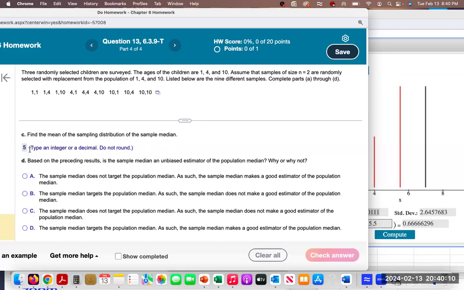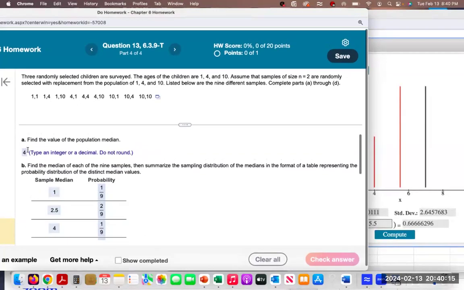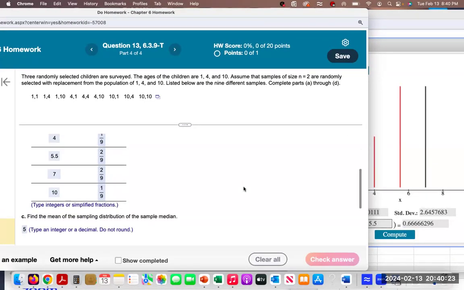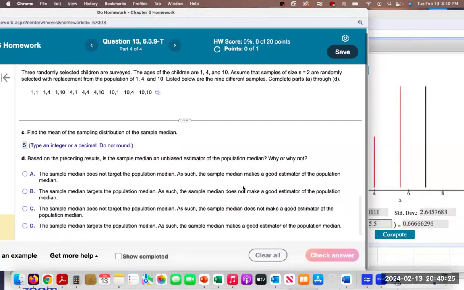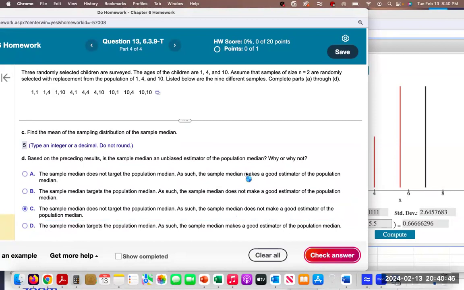What we got is that the mean of the sample medians is 5, and the population median is 4. So they're not the same. That means the sample median doesn't target the population median. So the sample median does not make a good estimator of the population median.